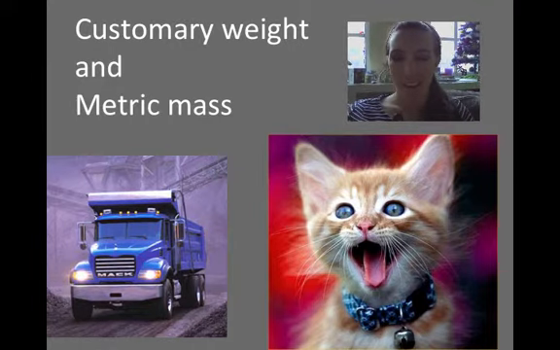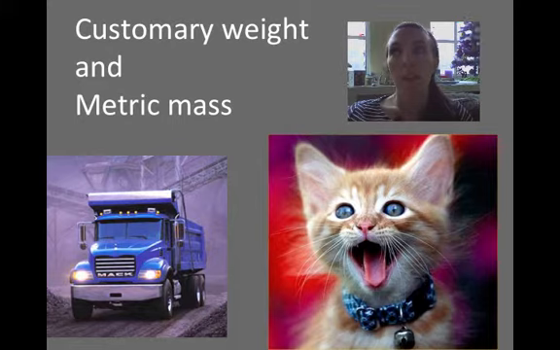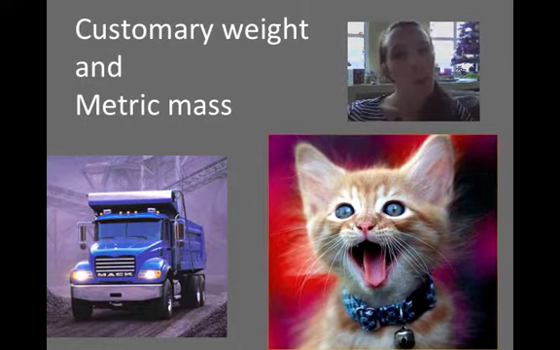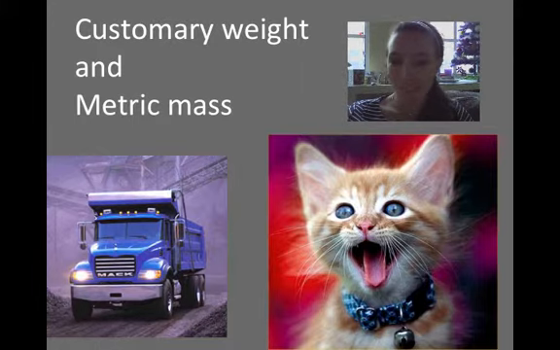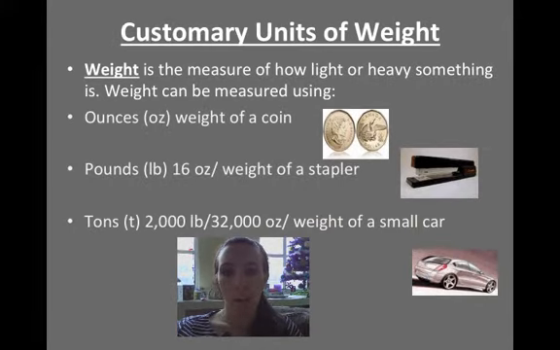Hey guys! Alright, for this video, our third video of Unit 4, we're going to be talking about customary weight and metric mass. So this is basically, for what you guys need to know, how heavy things are. Okay? The difference in weight and mass between a little kitten, like that little guy there, and a big old truck. Alright, so we have to talk about both customary and metric.